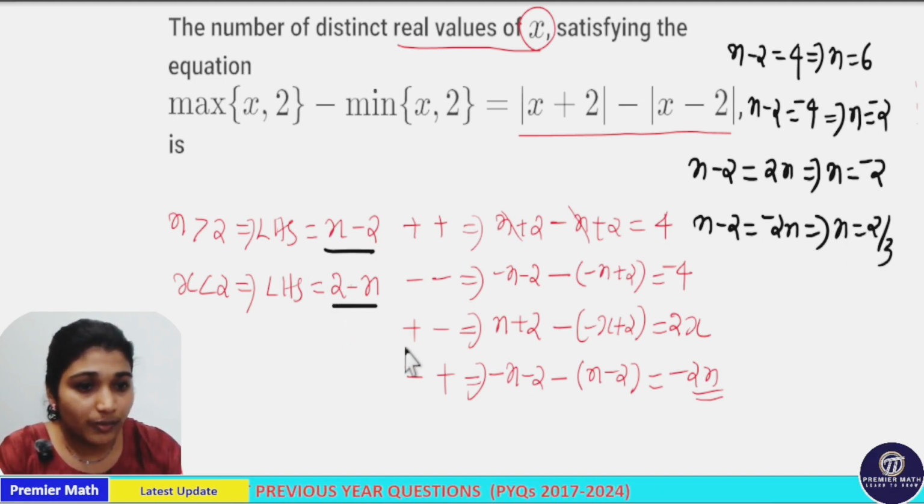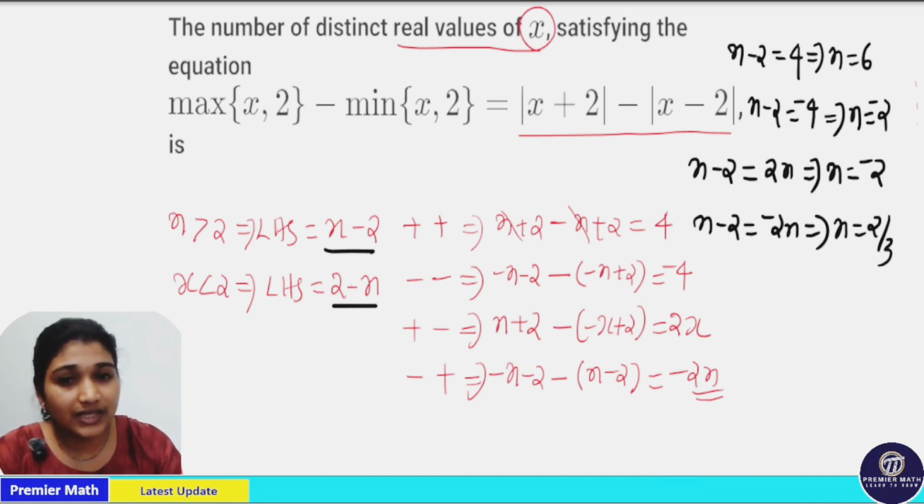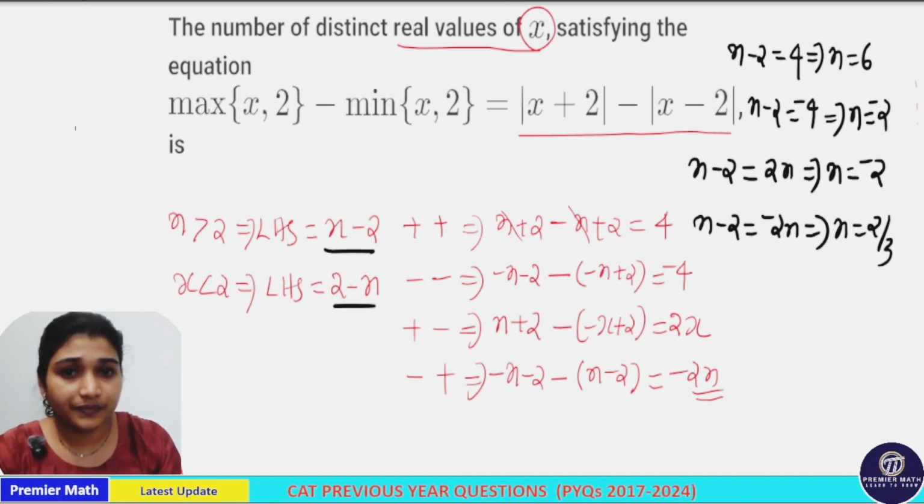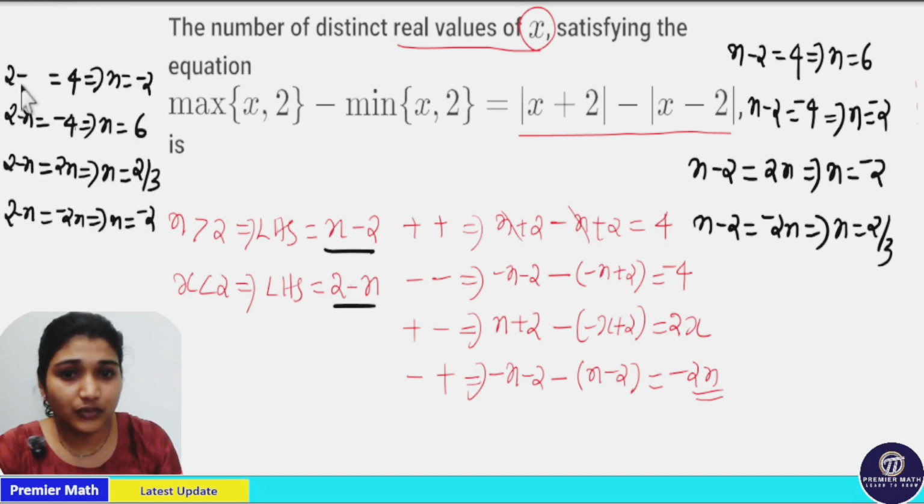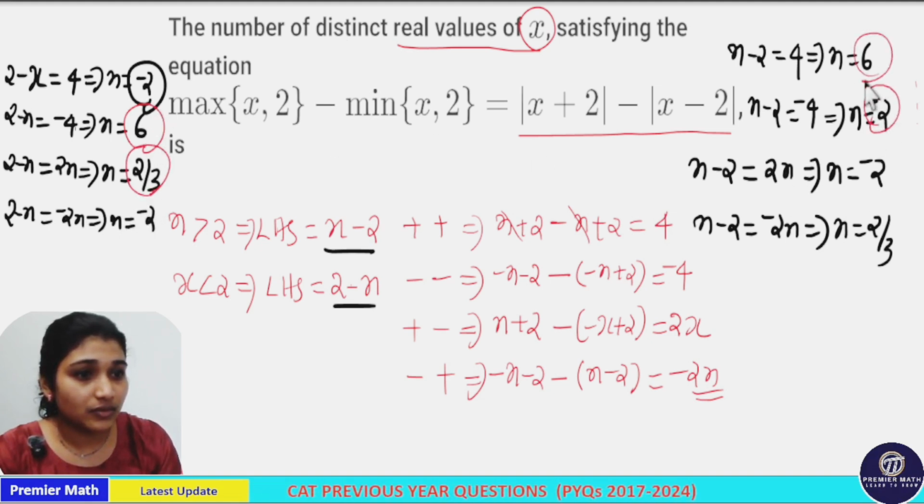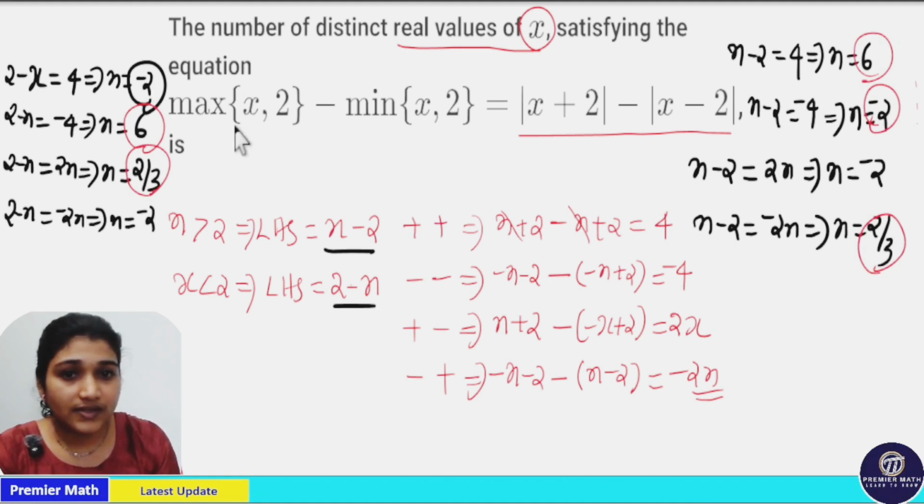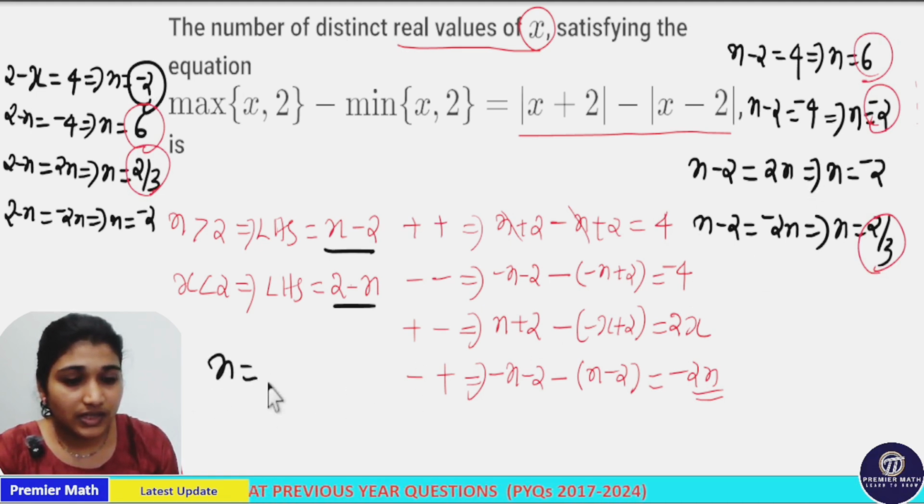Now equate 2 minus x with these 4 outcomes. You will get the same outcome. When you equate 2 minus x with these 4 outcomes, you will get the same numbers: minus 2, 6 and 2 by 3. So x can have 3 values from this, but we have to verify them: minus 2, 6 and 2 by 3.